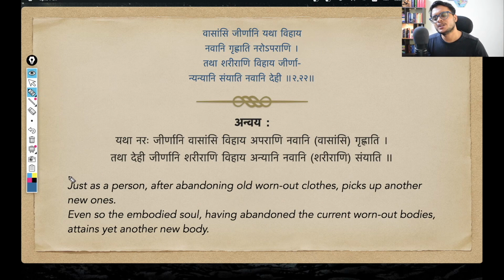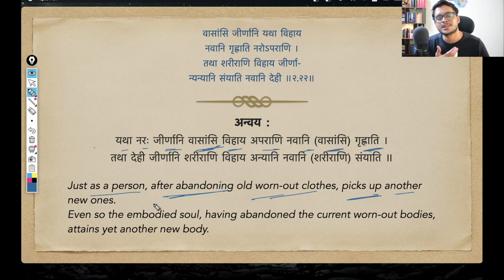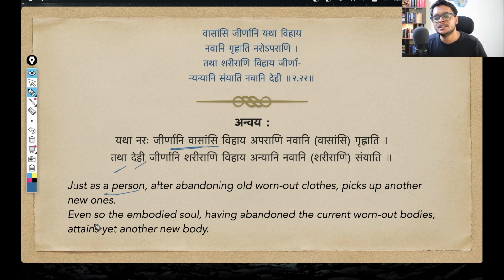Now let us quickly see the anvaya along with the translation. So yatha naraha, just as a person, jirnani vasamsi vihaya, after abandoning old worn out clothes, grihnati, picks up or attains, aparani navani vasamsi, another set of new clothes. So just as a person does for old worn out clothes, tatha dehi, even so, likewise, the embodied soul, jirnani sharirani vihaya, having abandoned the current worn out bodies, anyani navani samyati, attains yet another new body. Okay, so that was it.